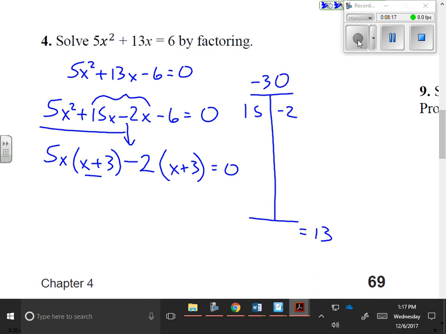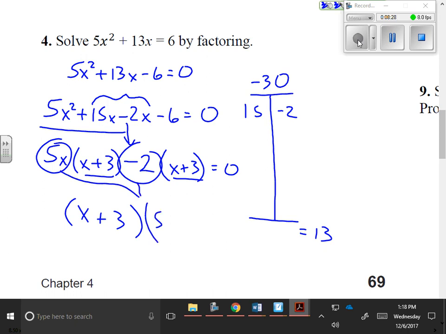And then since these are the same, I'll write that one time, and then I'll take the things that I factored out and write that as my second term equal to 0, which means either x plus 3 is 0, or the 5x minus 2 is 0.